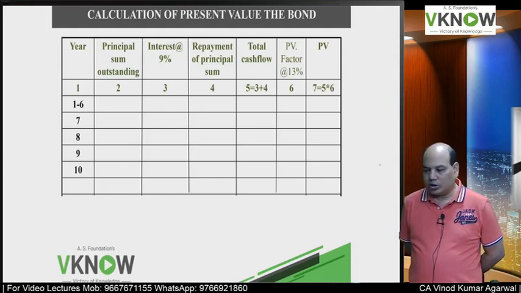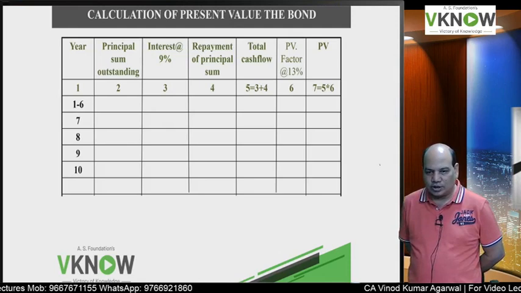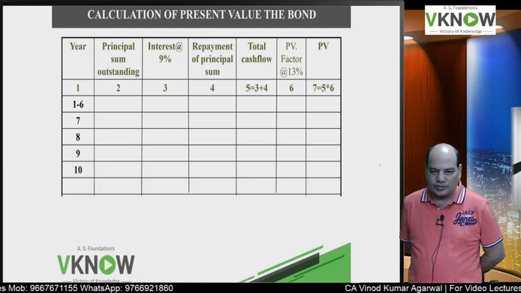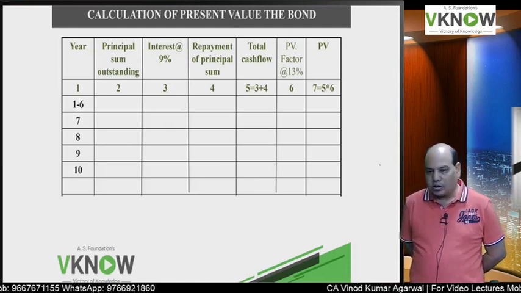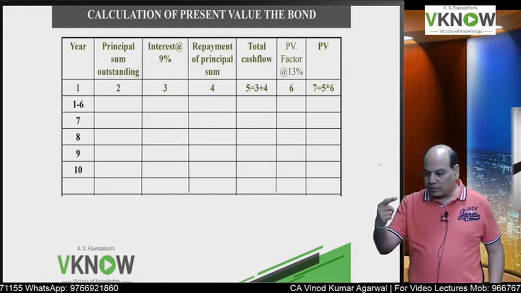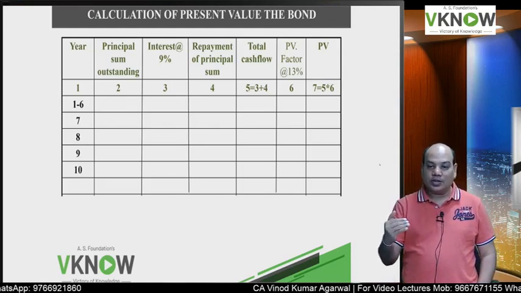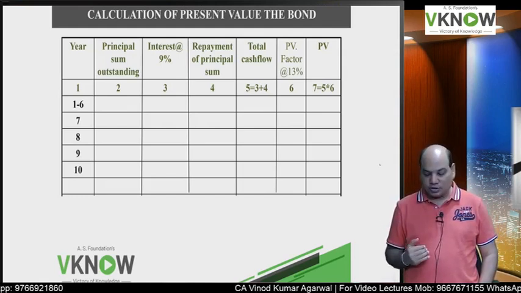For years 1 to 6 we don't have to pay principal amount, so I can write 1-6 together. It will save time for us. Do you agree? Or you want to write all 10 years separately? Not required. So 1-6, 7, 8, 9, 10. Because the cash flow in 7th year, 8th year, 9th year and 10th year will change.